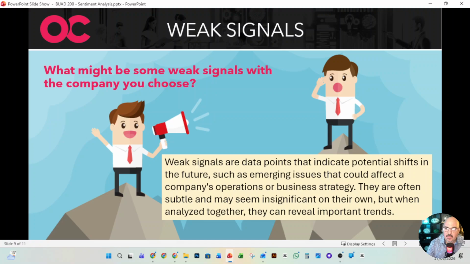Now, the other thing that we can talk about is weak signals. So when we look at the sentiment, when we look at the comments and the reviews and the feedback that we get from consumers online, we can also see if we can identify any weak signals. So these are data points that might have some kind of implication for the future.